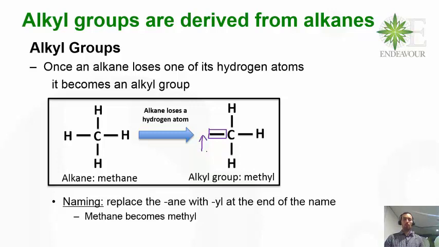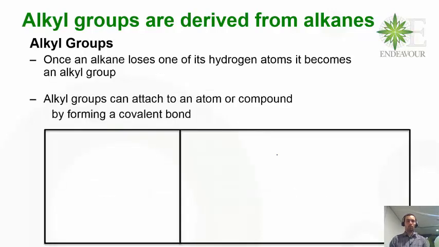Remember, the carbon atom always has to have 4 covalent bonds to be stable, so the alkyl group will try and attach to something else. So for naming our alkyl groups, we just replace ane at the end of the name with yl. So that means methane becomes methyl, ethane would become ethyl, and so on. So let's have a look at what we can use these alkyl groups for.